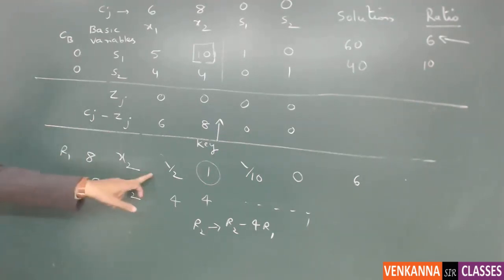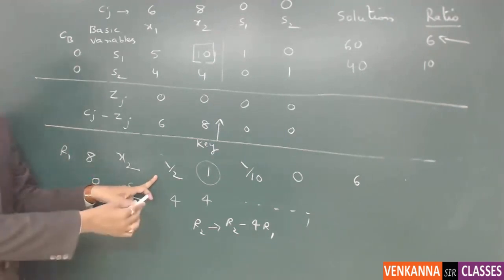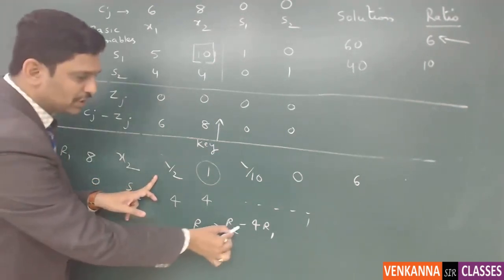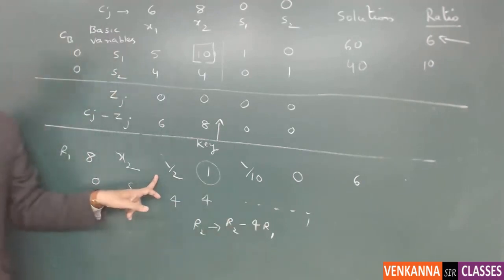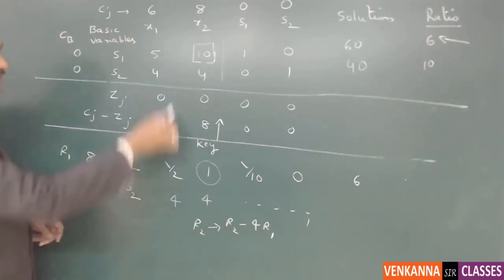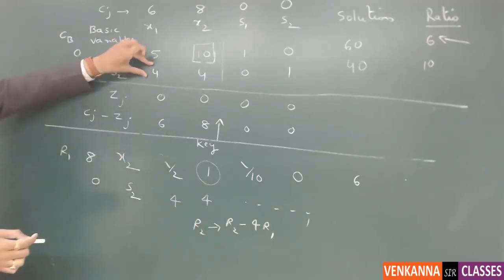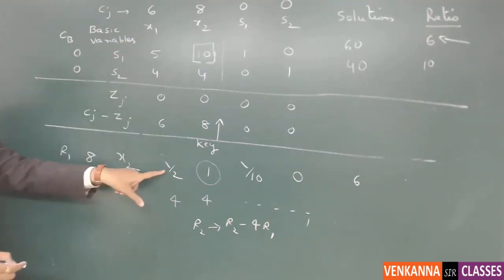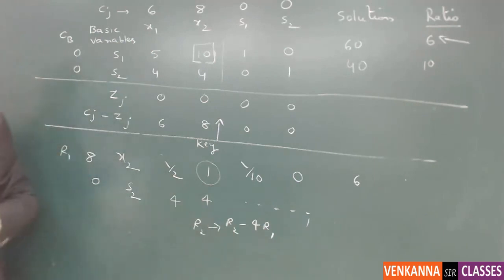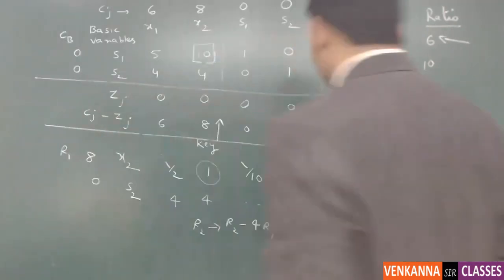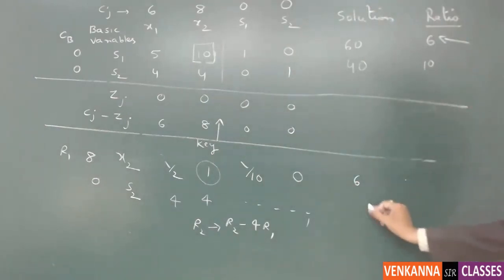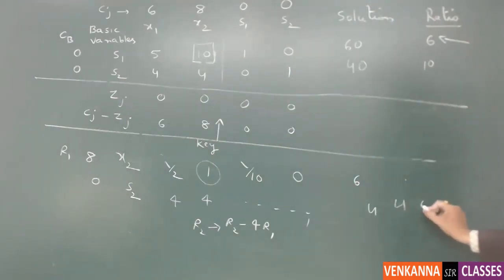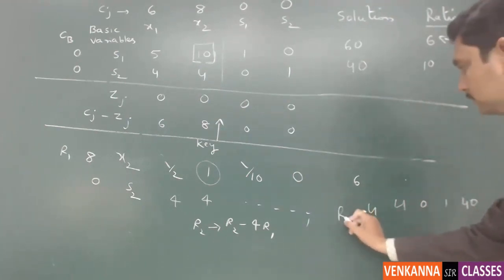This is row 1. I am performing the operation R2 tends to R2 minus 4R1. So from the second row, I am subtracting every element of this row by multiplying with 4. So without any ambiguity, I will write like this. The thing is 4, 4, 0, 1, 40. This is my row 2.